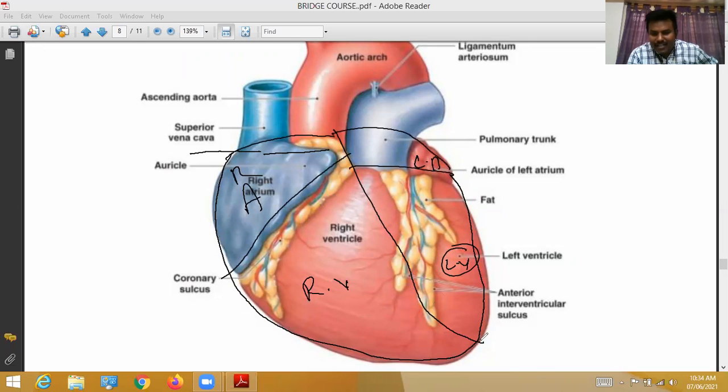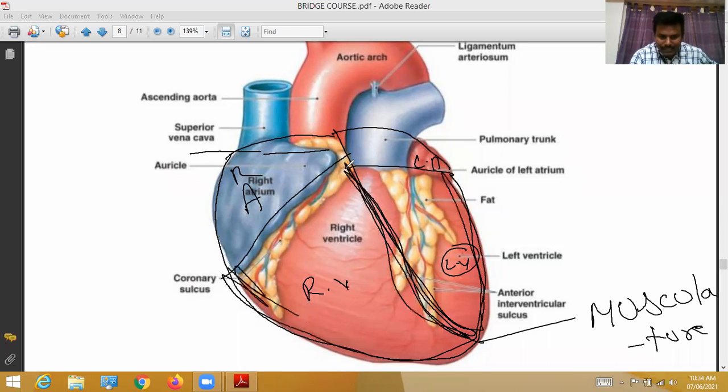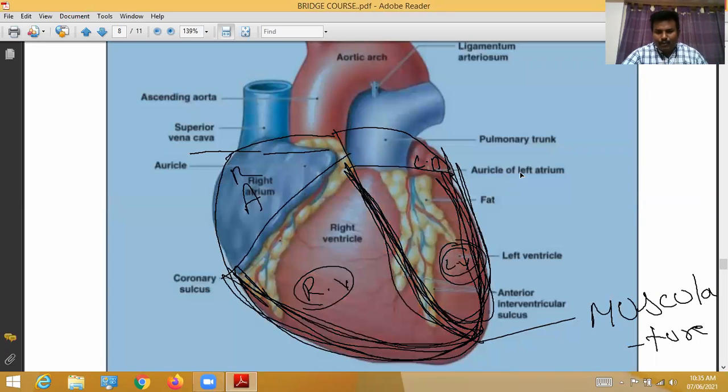Those muscles are called musculature. Here there are also a number of left and right bundle branches. These muscles protect the heart. The right ventricle has thinner muscle, while the left ventricle has thicker muscle. That is the muscle condition.